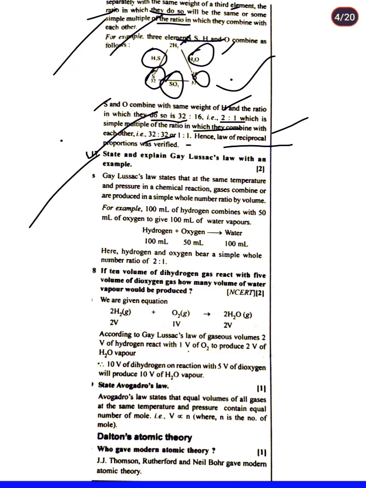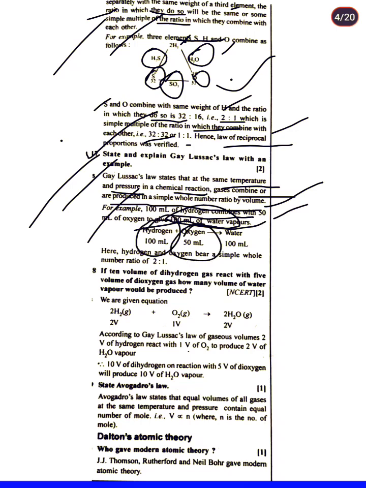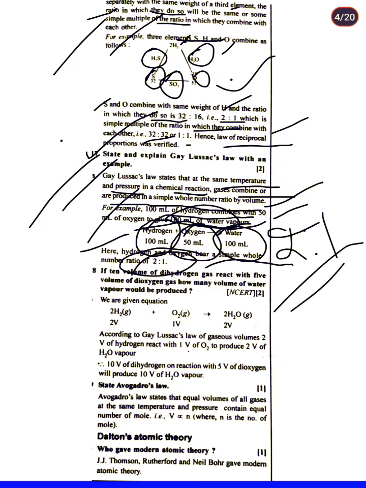Next is Gay-Lussac's law. It states that at the same temperature and pressure, in a chemical reaction gases combine or are produced in a simple whole number ratio by volume. For example, 100 ml of hydrogen combines with 50 ml of oxygen to give 100 ml of water. Hydrogen is 100 ml, oxygen is 50 ml, and it will form 100 ml of water. Here hydrogen and oxygen bear a simple ratio, that is 2:1. This is Gay-Lussac's law of combining volumes.